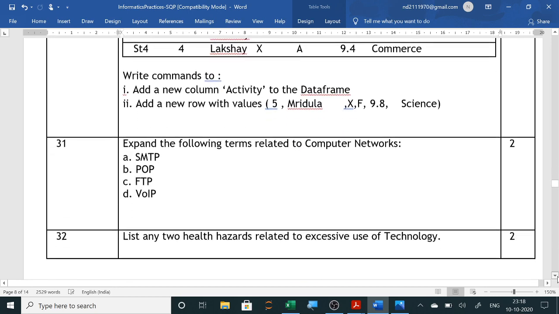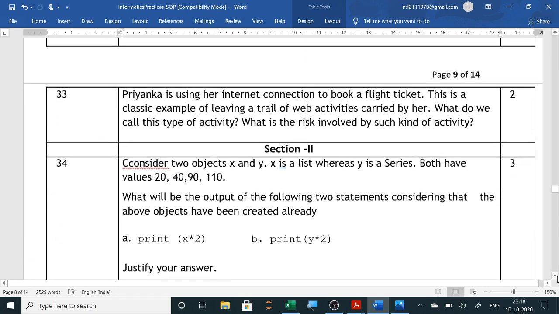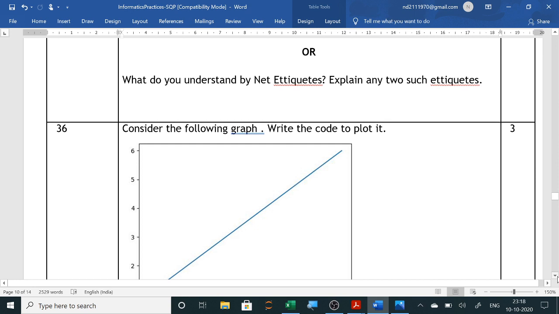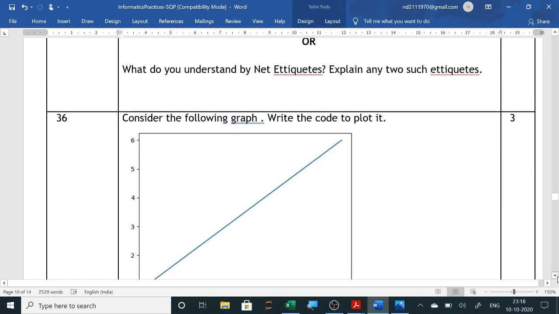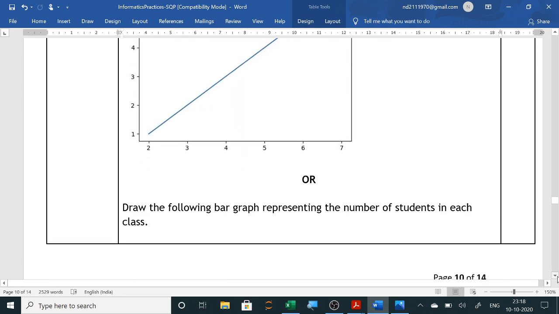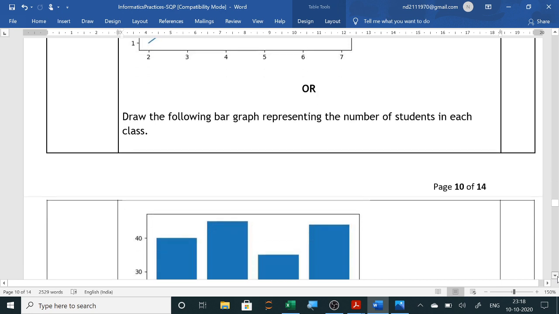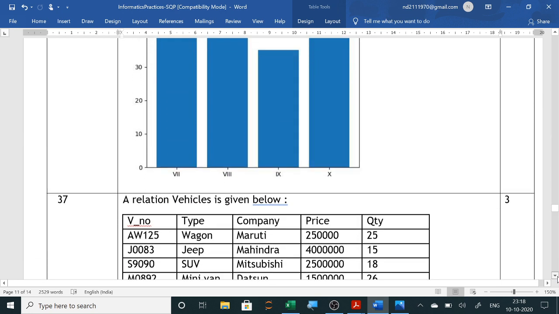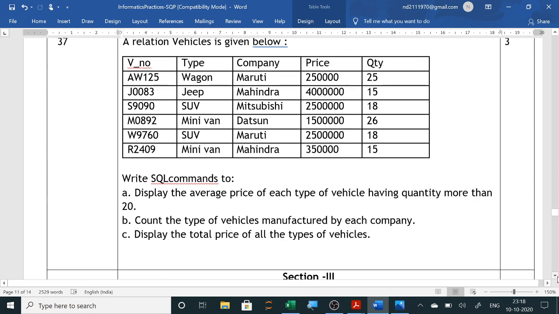Today we are seeing the pattern of the CBSE. So 2 marks here you have seen, 10 questions are given. Now 3 marks questions, you have section 2, 4 questions. Now in this also you can see internal choices there. In question number 35 and 36, internal choices are there. So we have to write the output and we have to write the code. So here the graphs are given and we have to write the program. So these are of 3 marks.